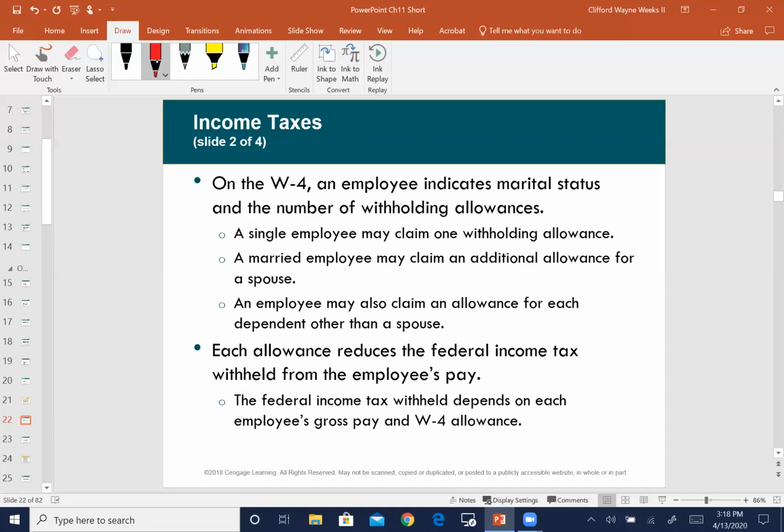On the W-4, the employee indicates the marital status and the number of withholding allowances. A single employee may claim one withholding allowance. A married employee may claim additional allowances for a spouse. An employee may also claim allowances for each dependent other than a spouse. Know that you can actually take as many as you want. Maybe you're single, you can actually take 3. However, as I said earlier, let me caution you, because if you don't have enough withheld from your pay, you may end up having to pay a penalty. Each allowance reduces the federal income tax withheld from the employee's payroll, and the federal income tax withheld depends on the employee's gross pay and their W-4 allowance.